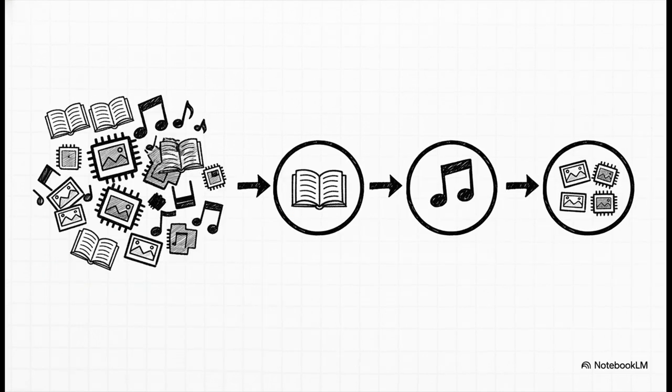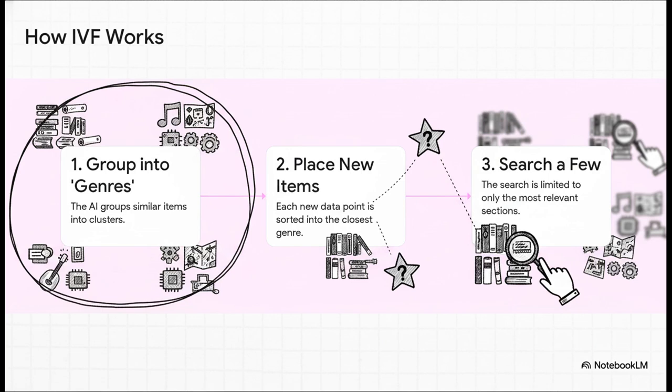So, how do we build these shortcuts? Well, the first major system is one we can think of as the genre sections. The technical name is IVF, or Inverted File Index, and it's probably the most intuitive way to do it. You just group similar things together into big categories, just like a real library does with sci-fi or history or mystery. Let's quickly break down how this one works.